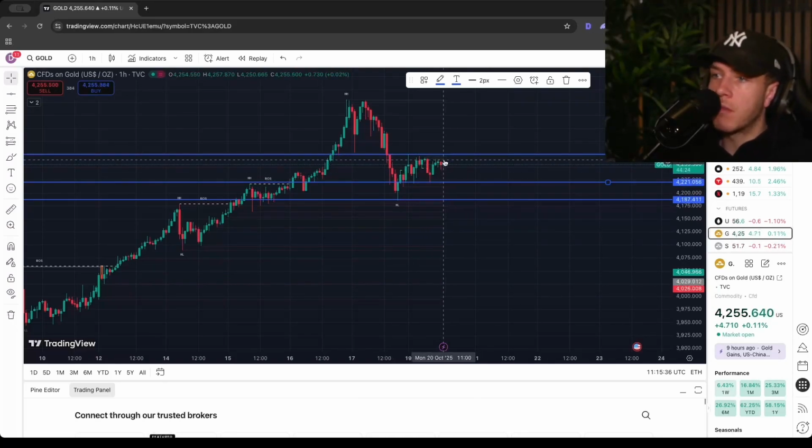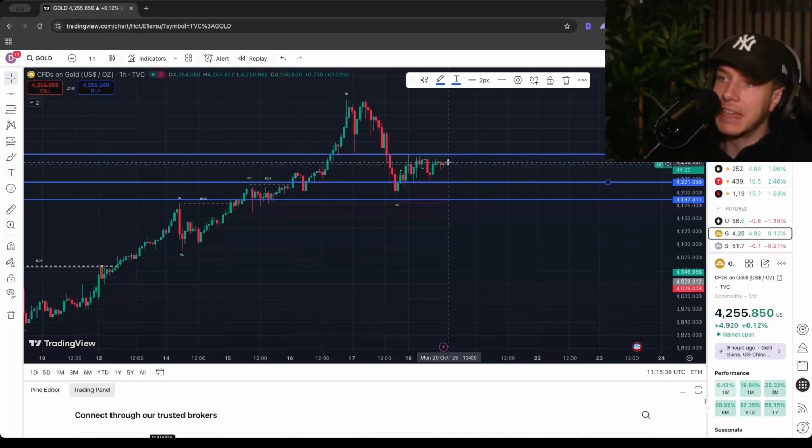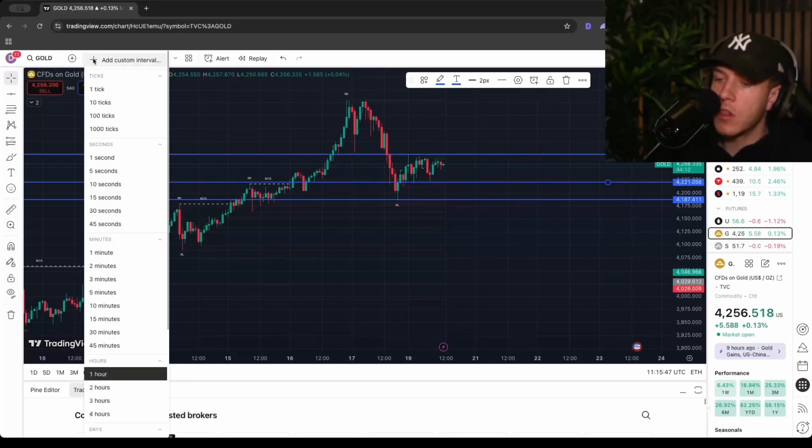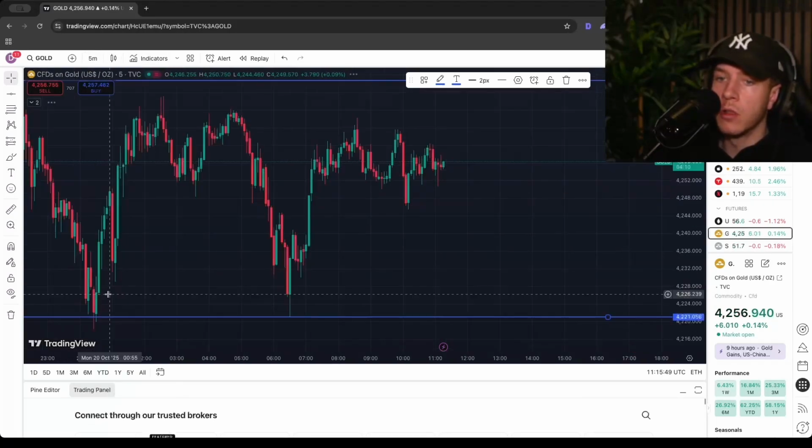So you want to wait for the price to sweep one of these key levels before entering on the session opens. This is when you want to drop to a lower time frame. So you want to look on the 5 minute first.